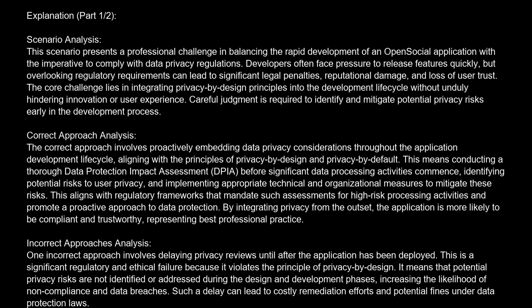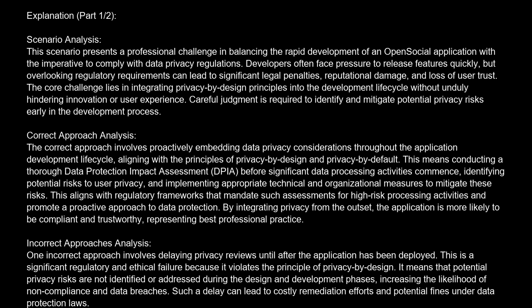The correct answer is A. This approach is acceptable as long as the DPIA identifies and addresses any privacy issues before the public launch. Explanation. Scenario analysis. This scenario presents a professional challenge in balancing the rapid development of an OpenSocial application with the imperative to comply with data privacy regulations.